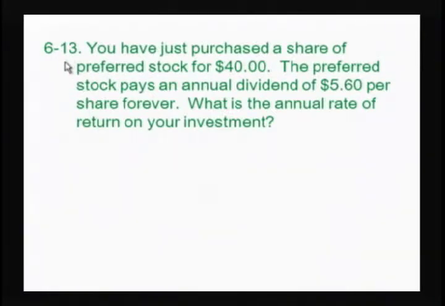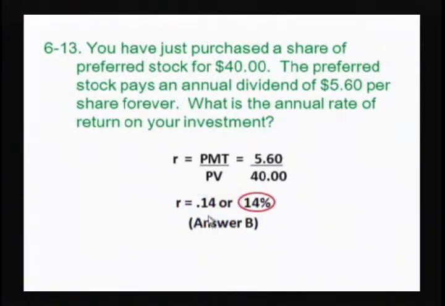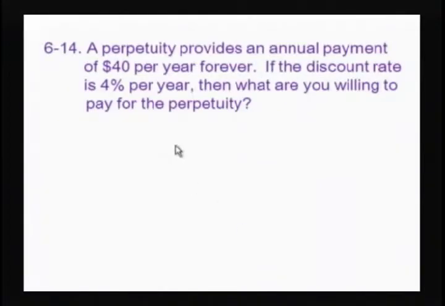Problem 613 says you have just purchased a share of preferred stock for $40. The preferred stock pays an annual dividend of $5.60 per share forever. What is the annual rate of return on your investment? If you make a $40 investment and you get a $5.60 return each and every year, then your annual return is the $5.60 return divided by the $40 investment, or 14%. You get the $5.60 every year. That represents a 14% return on your $40 investment.